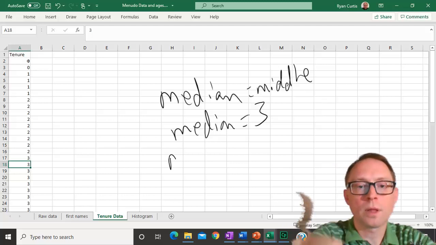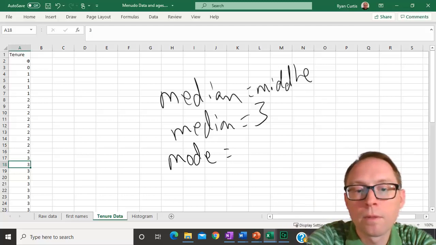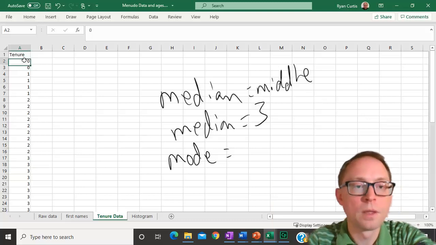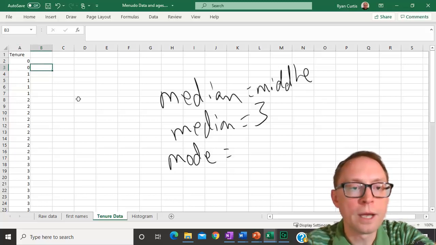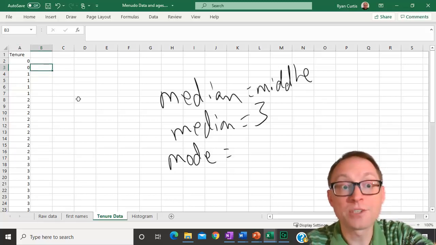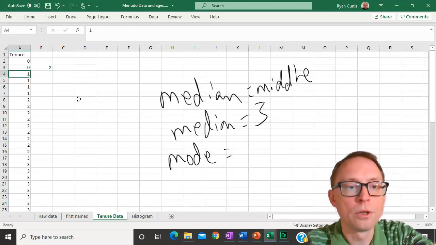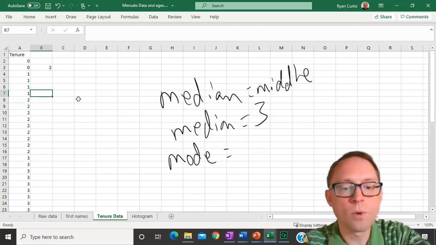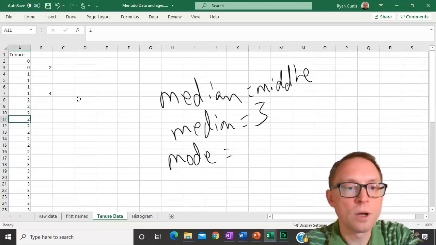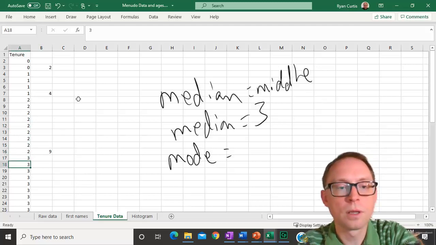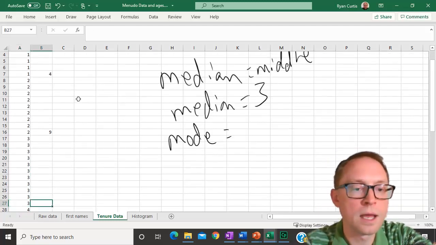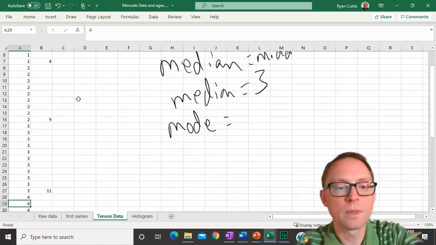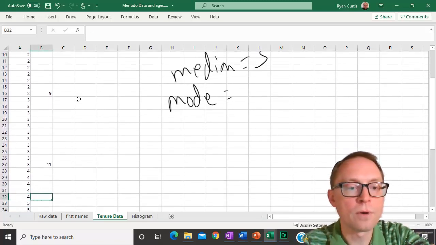Mode is which one occurs most often. So let's take a look here. What occurs most often? 0 has 2 of those, so there are 2 zeros. We're really just saying which one has the highest frequency. That's what we're doing for the mode. There are 2 zeros, 4 ones, 9 twos, 11 threes, 5 fours.